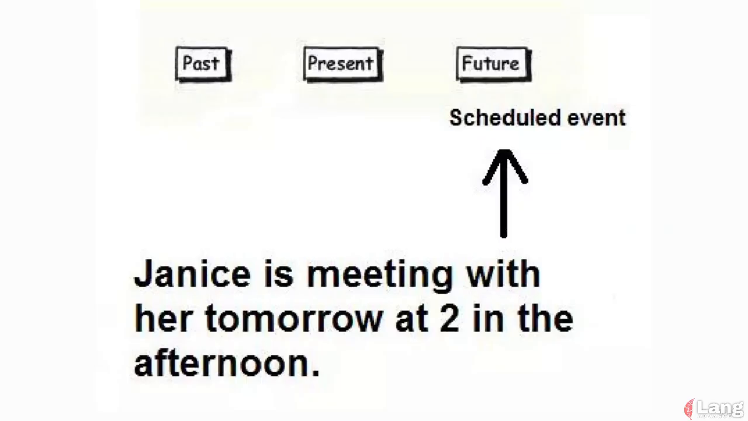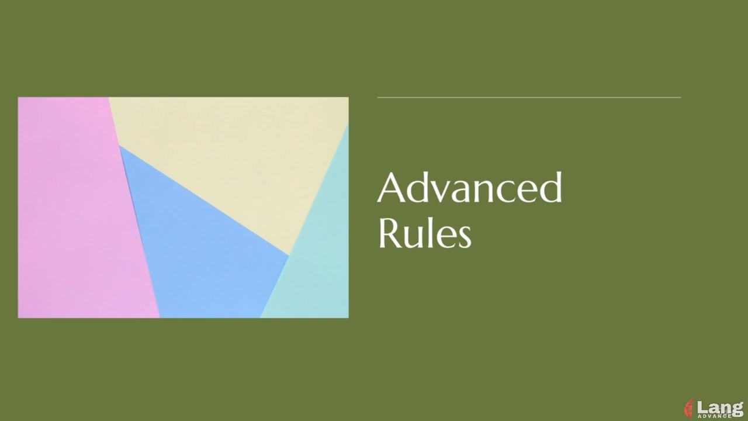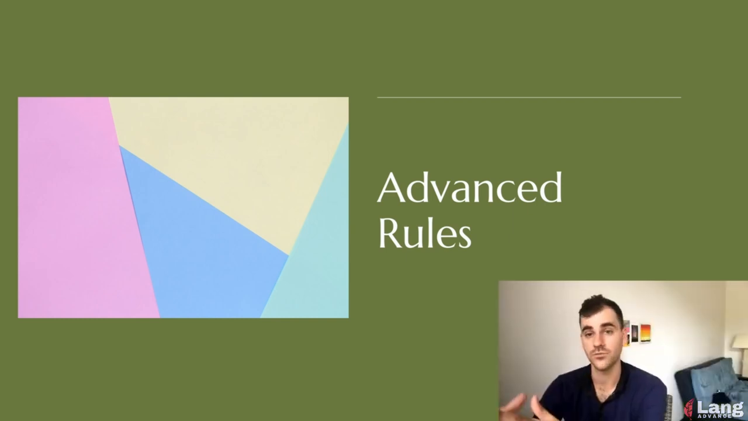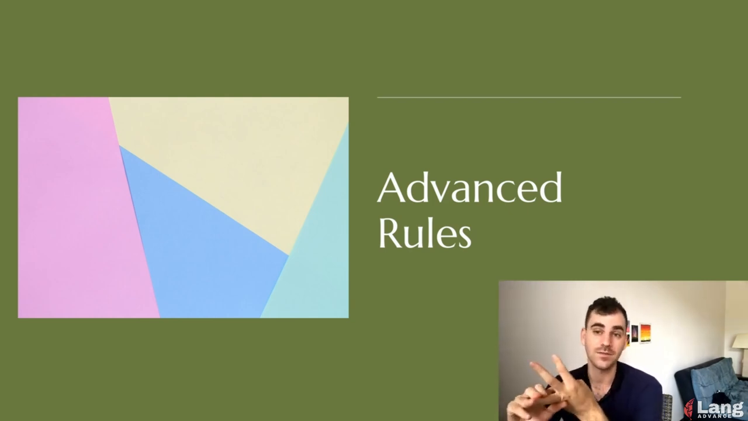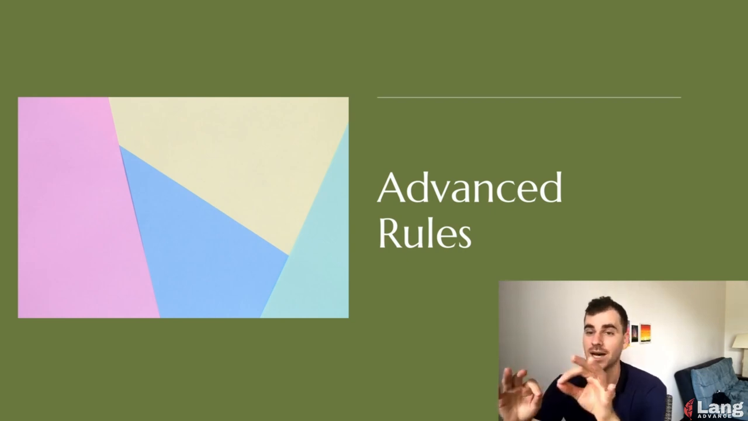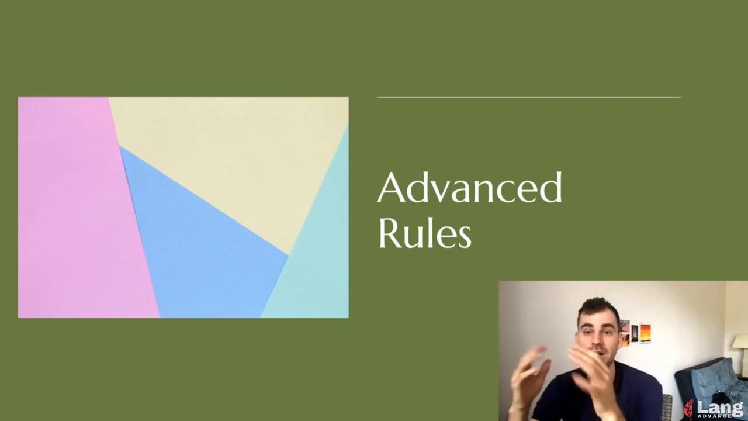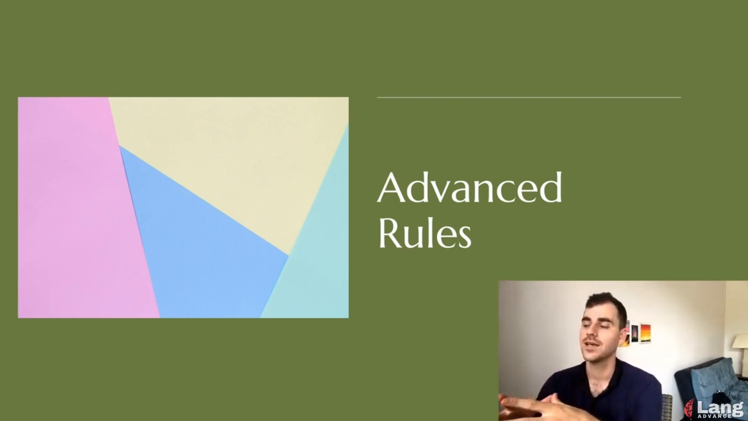Janice is meeting with her tomorrow at 2 in the afternoon. Where's the future word here? It's tomorrow. Tomorrow at 2. Okay, so if you were just looking for some basic rules about present continuous, you should be okay if you just remember those 3. Actions happening exactly now, actions happening around now, and to talk about the future if we add a future word. But now we're going to go into advanced rules, and this is going to expand your mind when thinking about the present continuous and show you the increased possibilities.